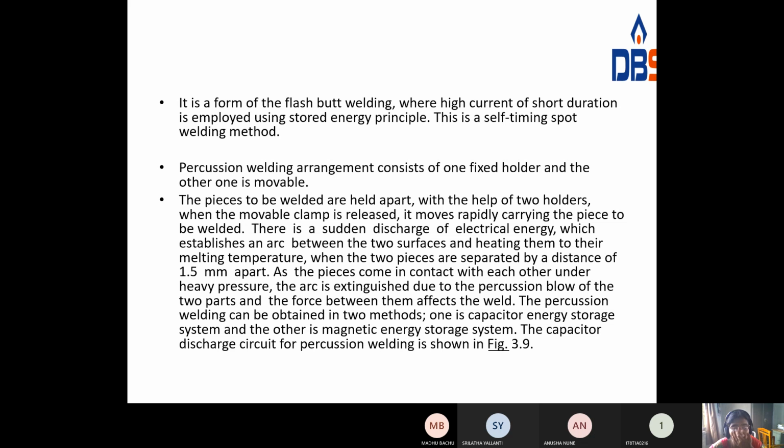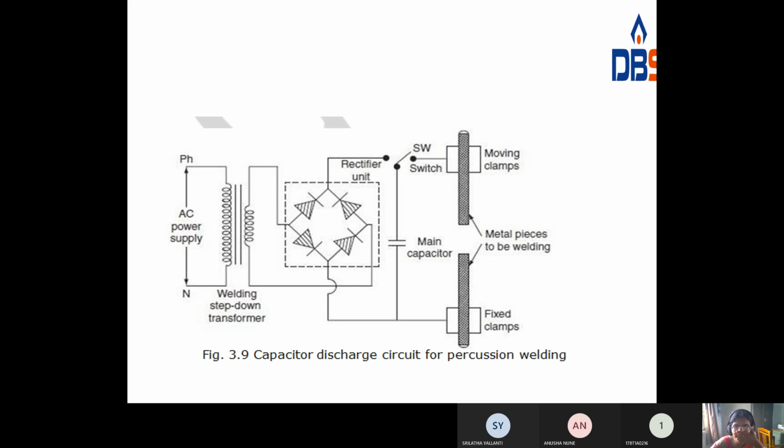So here you have to apply the current by the process of storing. This is a self-timing spot welding method. This is also called the self-timing spot welding method. See, this is the arrangement of the percussion welding.